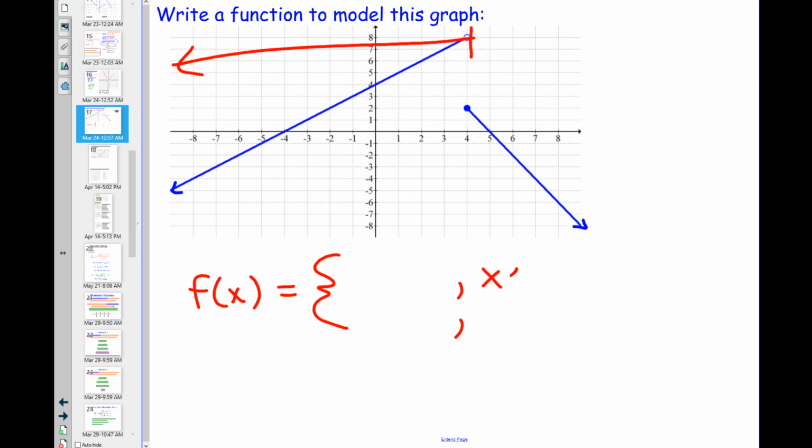There you go. X is less than 4. Those are all the X's that are less than 4. Notice how it doesn't have a less than or equal to because of the open point, the open endpoint. Landon, how about the second piece? It should be a little bit easier because it's going from left to right.